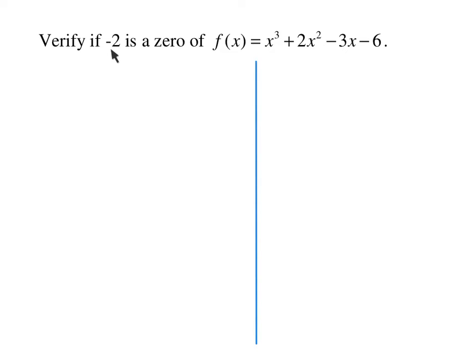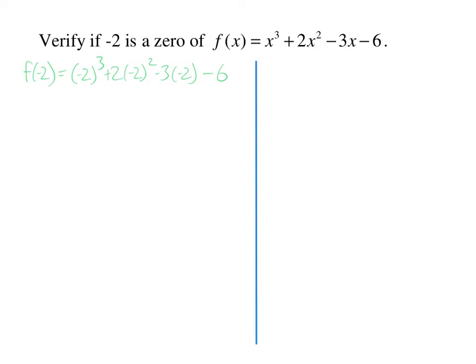Alrighty, if I want to verify if negative 2 is a 0, the first way you do that is you plug in negative 2, and you see if the answer is 0. Let me show you what that looks like. I'm going to find f of negative 2. So I'm plugging negative 2 into the function. Equals, that'd be negative 2 cubed plus 2 times negative 2 squared minus 3 times negative 2 minus 6.